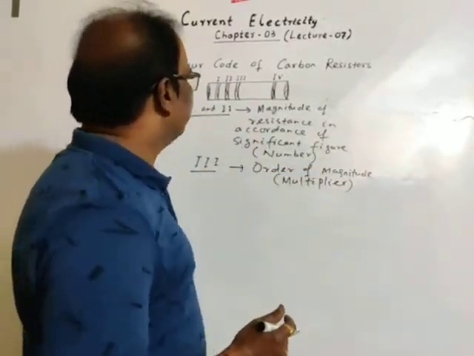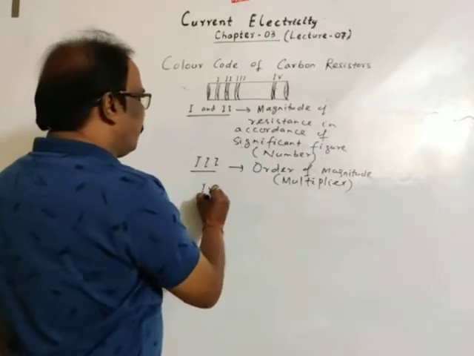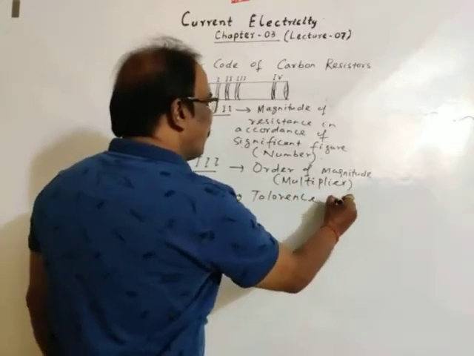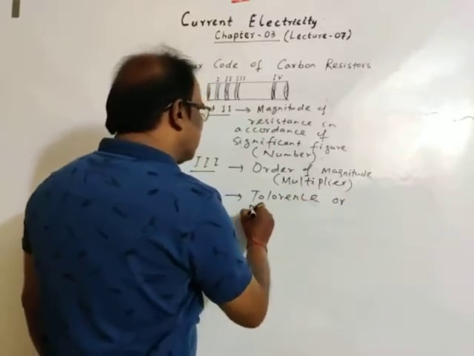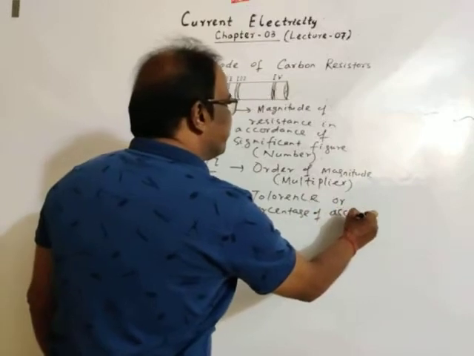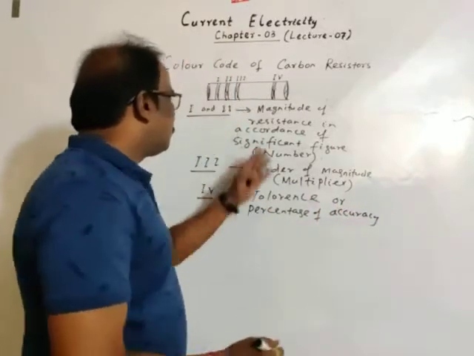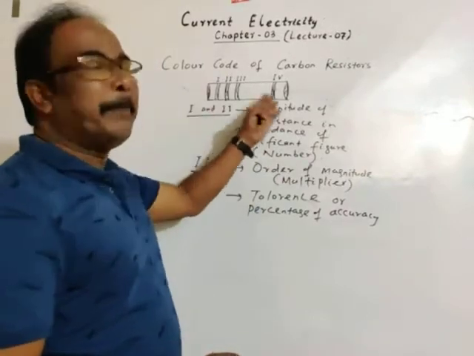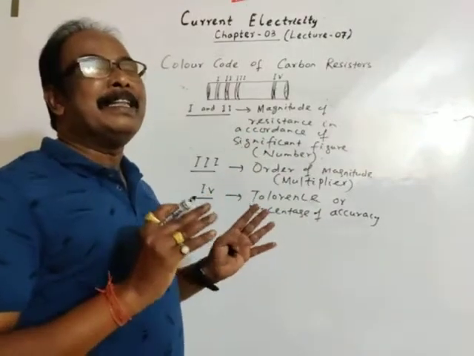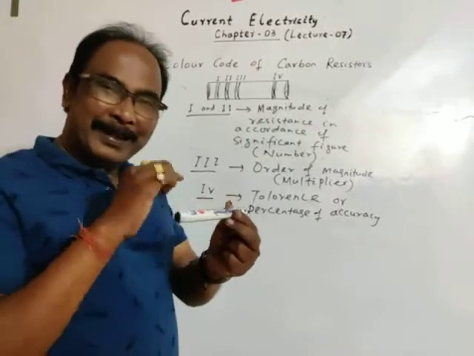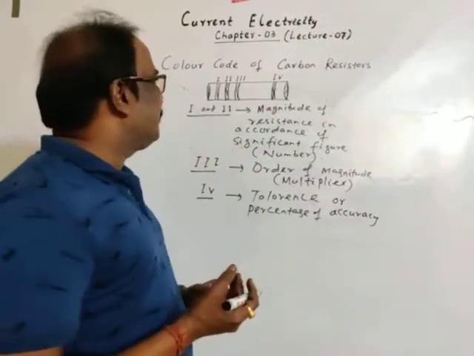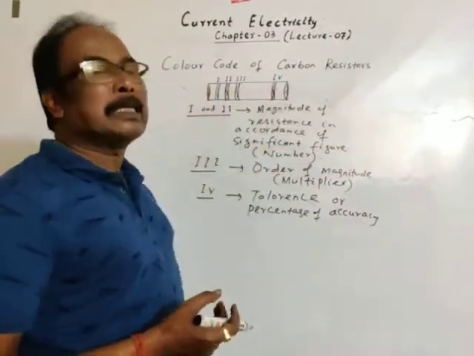Third band gives order of magnitude. Then about fourth band, fourth band gives tolerance or percentage of accuracy. So these are the significance of the bands. The resistance of a carbon resistor is given in the form of a code over the piece, from which we can find the resistance of the carbon resistor, and this code is called color code.